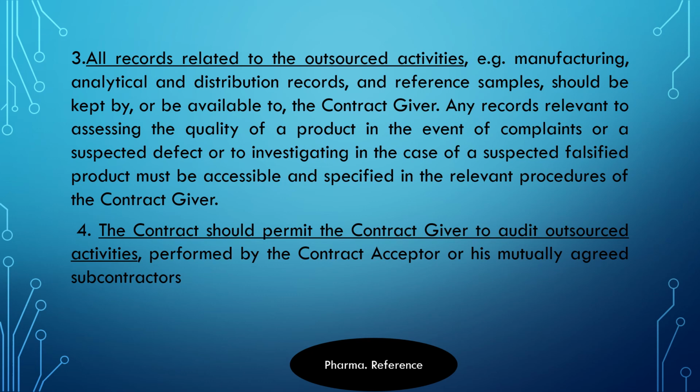Any records relevant to assessing the quality of the product in the event of a complaint or a suspected defect, or to investigate in the case of a suspected falsified product, must be accessible and specified in the relevant procedures of the contract giver. The contract should permit the contract giver to audit outsourced activities performed by the contract acceptor or his mutually agreed subcontractors.